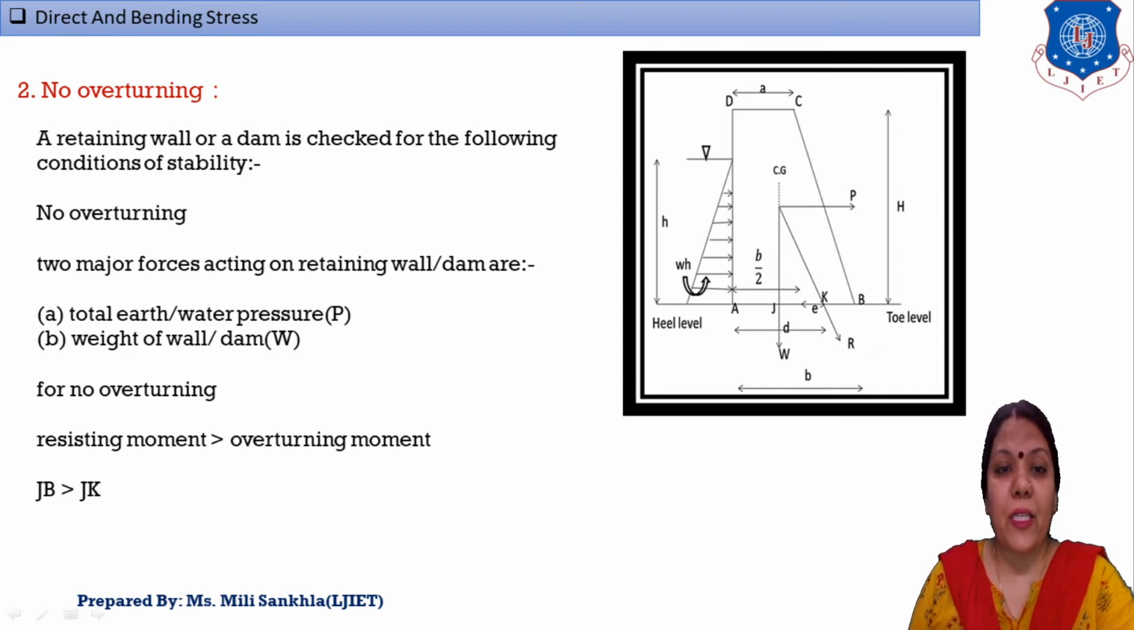Okay, now next, here we can write W into JB and W into JK also, because reference books are different given. Some reference books give W into JB and P into H by 3, but here for resisting moment we take W into JB, and our overturning moment we take W into JK. Okay, similarly, if this distance is greater than JK, then our dam is safe against overturning.